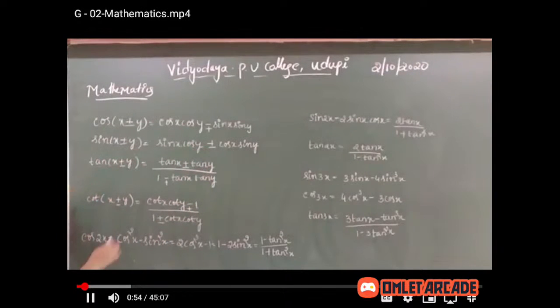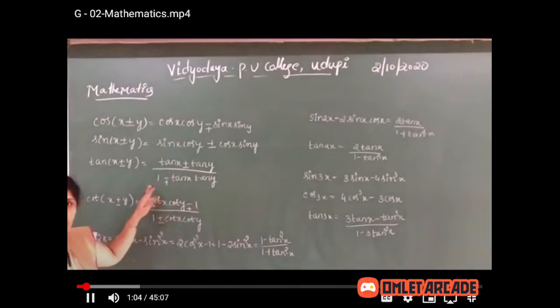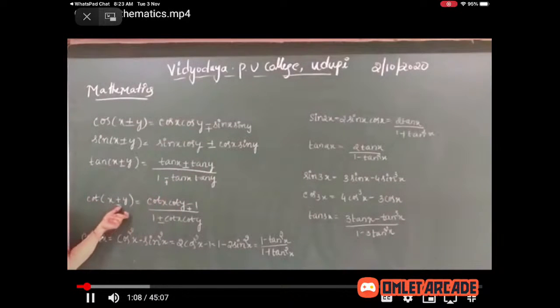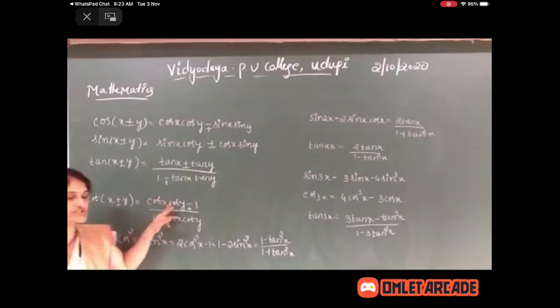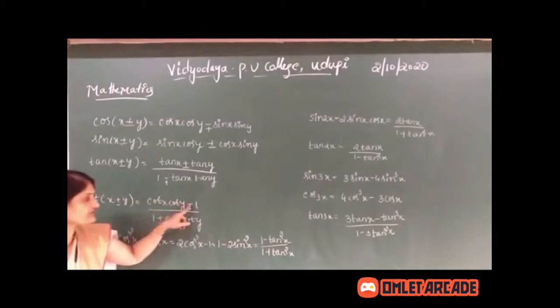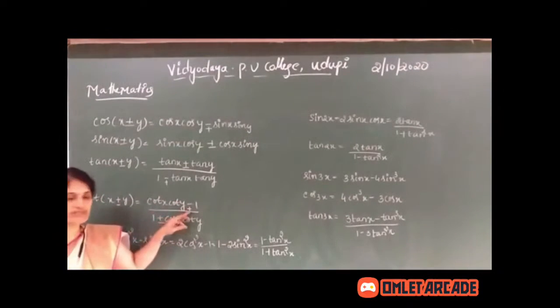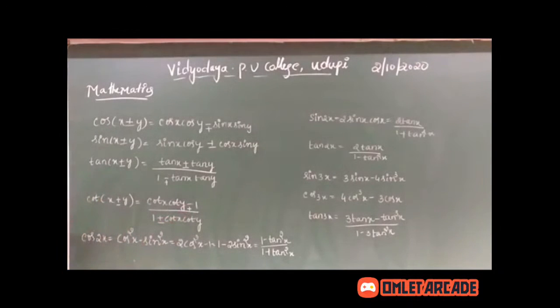Similarly, tan x plus y is tan x plus tan y divided by 1 minus tan x tan y. Instead of plus, if we have minus, it becomes tan x minus tan y divided by 1 plus tan x tan y. And cot x plus or minus y. Again it is cot x cot y minus 1 in the case of plus. So here it is minus and the denominator will be plus. Similarly, if you have cot x minus y, here you get plus and here you get minus.